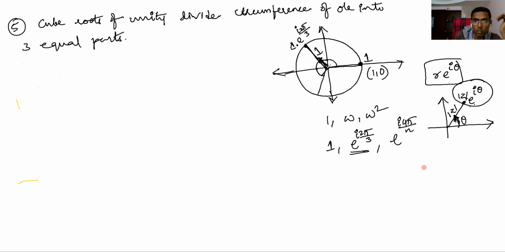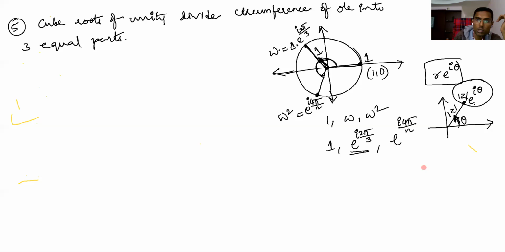One more 60, if you go like this, it will be here. So this is 120 plus 120, 360. So e to the power of i 4π by n will be here. That means this is simply omega square and this is simply omega. Okay, so this is now 3 equal parts.